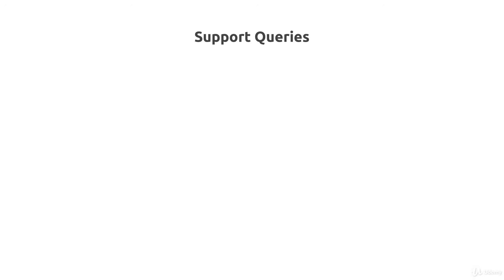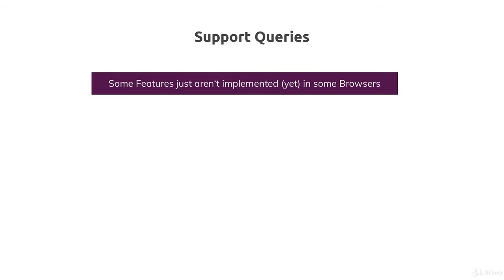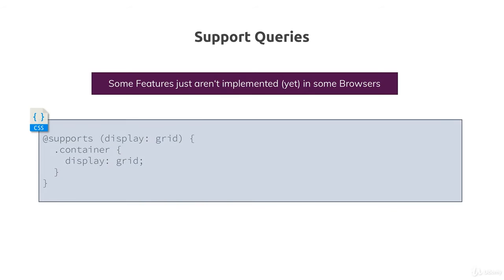We saw vendor prefixes. Sometimes you can't implement a vendor prefix for a certain feature though. Or maybe you can implement vendor prefixes, but some browsers, which your users might use, don't even support these prefixed versions. So some features simply aren't implemented in some browsers. Now the supports query can help with that. It looks a bit like a media query, but it's @supports.